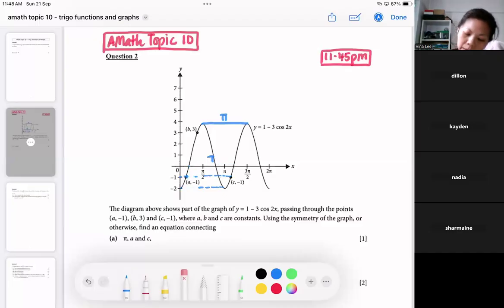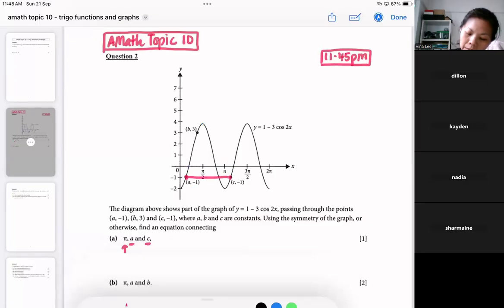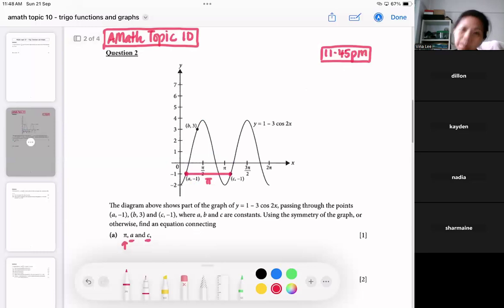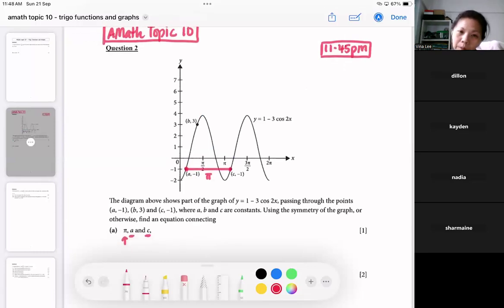Because of this, when they ask you to relate A and C with pi, it means this interval is pi. So this part will be quite easy. It's just A plus pi equals C. So that is the 1 mark answer, and it comes from the idea of period.